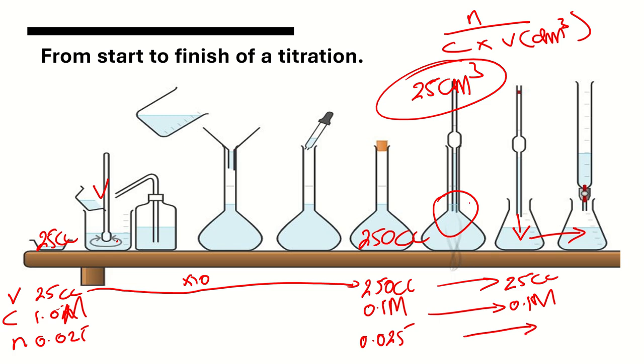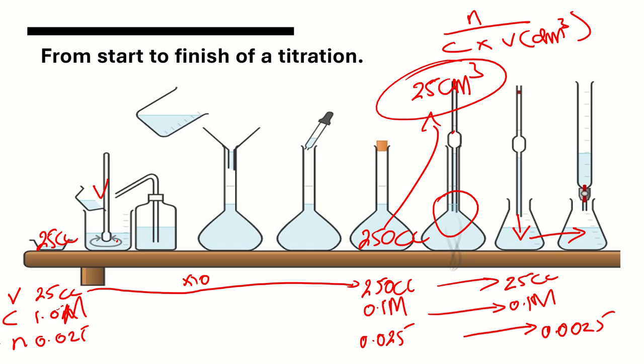Now my moles, I am taking 1/10 of the volume out of that volumetric flask. So if I take 1/10 of the volume, I could only possibly take 1/10 of the moles. So I'm going to take 0.0025 moles and use that for my titration.